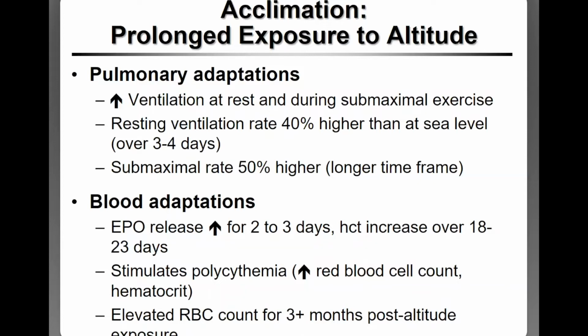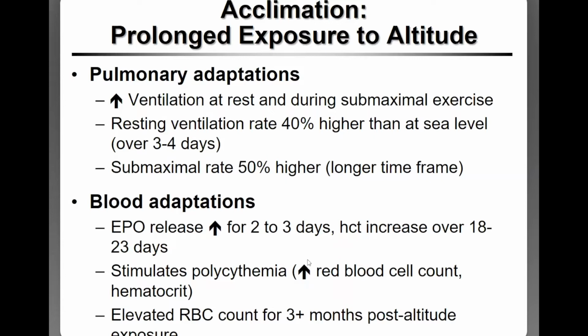Your erythropoietin levels will also increase as a result of the hypoxic conditions. So the erythropoietin release from the kidney will increase red blood cell production over the next few days, but it takes about 18 to 23 days to see measurable changes in hematocrit. And this is because the half-life of the red blood cell is about 28 days.